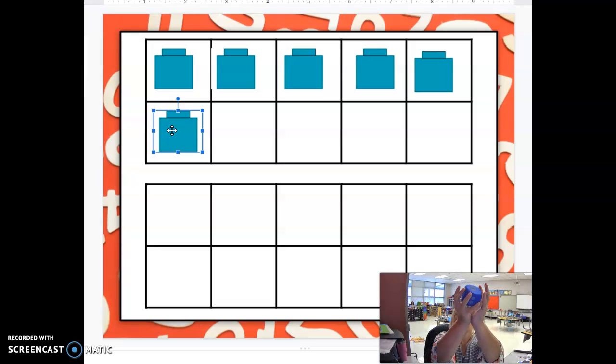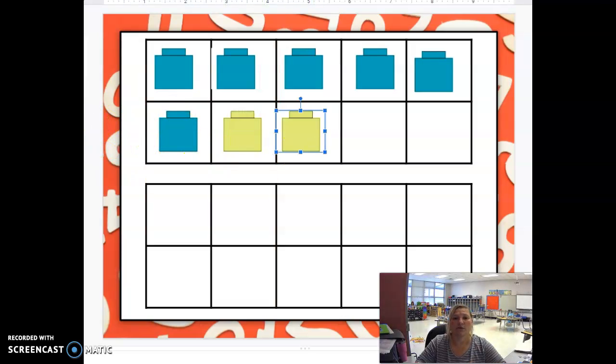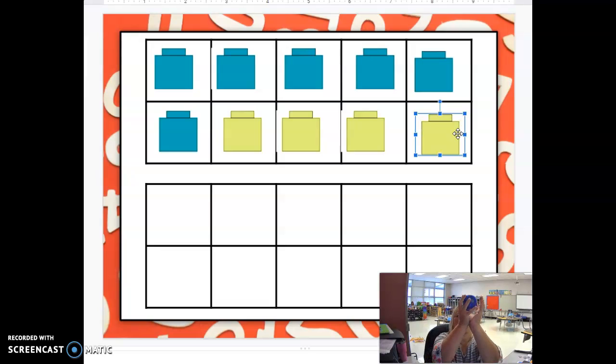So you would shake the dice, and your number is 4. So you're going to fill in 4. 1, 2, 3, 4. Our tens frame is full now. We're going to move to the next tens frame. So my turn again. I'm going to shake my dice, and my number is 5.